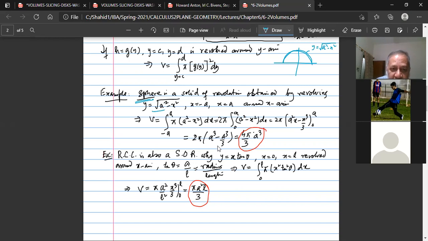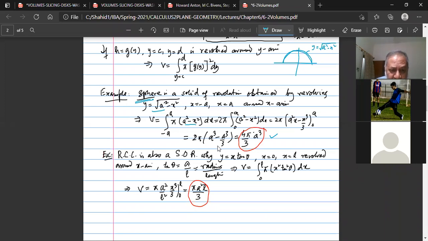So the square of y, which is a square minus x square, multiplied by pi, integrated from minus a to a. Because of symmetry, the limits can be 0 to a, or twice the integral of pi times a square minus x square, and we get the same formula after integration is completed, 4 pi by 3 radius cube.